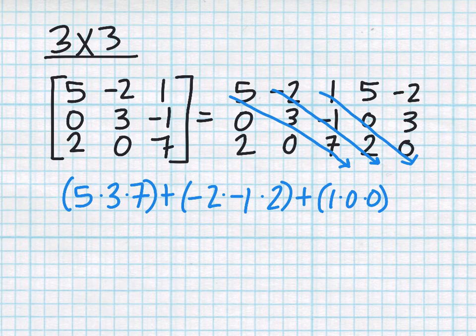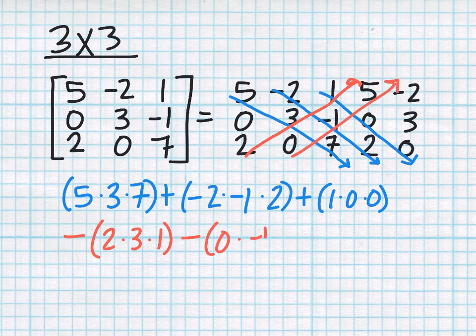Now I'm going to do the up. So I'm going to subtract. I'm running out of space, so I'm going to do it on the next line. So minus my up diagonals. So this first one looks like it's 2 times 3 times 1 minus 0 times negative 1 times 5 minus 7 times 0 times negative 2. I actually like it when there's zeros because those terms go away.